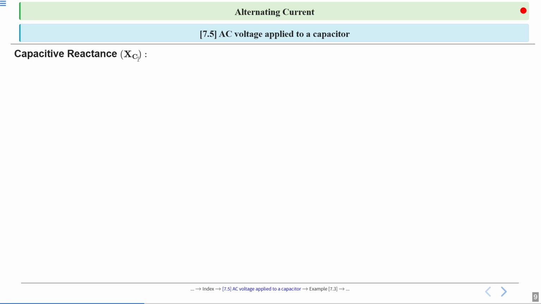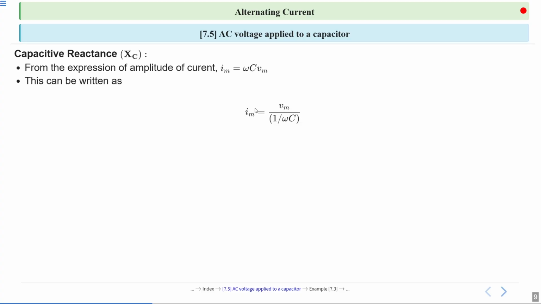Now capacitive reactance Xc. From the expression of amplitude of current, Im equals omega C Vm. Now we have to find the expression for capacitive reactance. In the case of inductive circuit, what was Im? Im was equal to Vm upon omega L. After comparing it to Im equal to Vm upon R, omega L was equivalent to R and had the same unit as R.